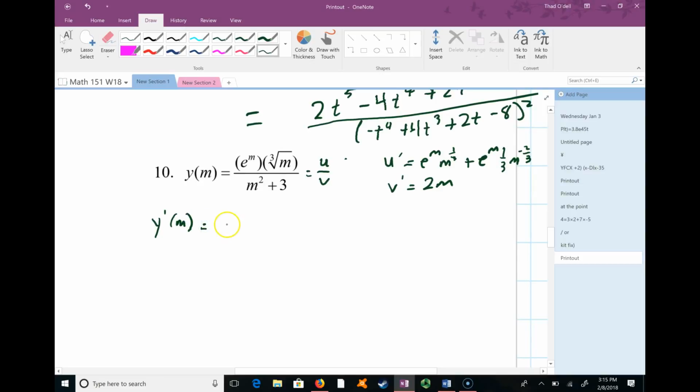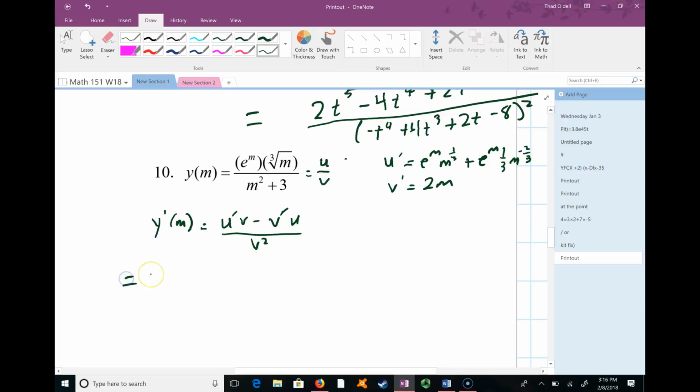That's going to be u prime v minus v prime u all over v squared. So I'm just plugging into that. So u prime would be e to the m times m to the 1/3 times v, which would be m squared plus 3, minus e to the m to the, whoops, I left off a big chunk there, didn't I? Okay, let me try that again.